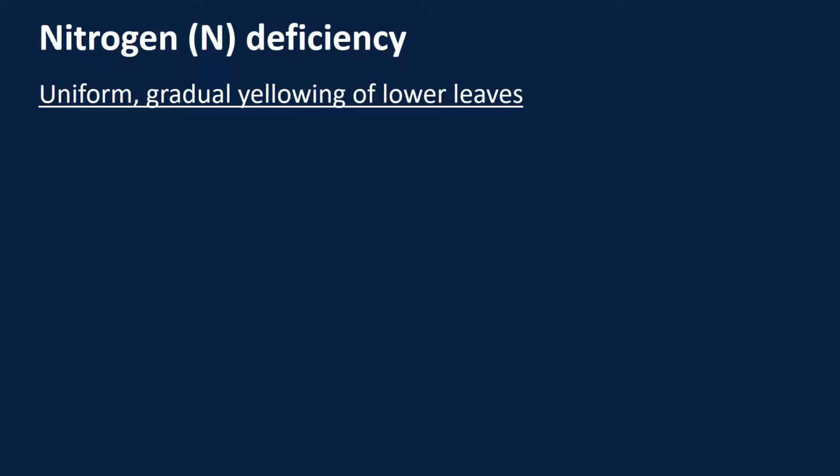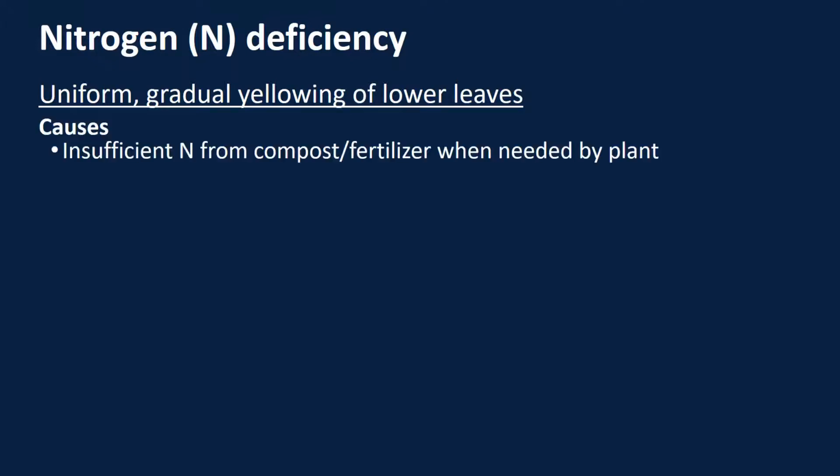So as a plant is growing, if it's starting to produce leaves at the top of the plant, there's not quite enough nitrogen. What the plant will do is it'll move that nitrogen from the lower leaves into the upper leaves, and when it moves it from the lower leaves to the upper leaves, it leaves those nutrient deficiency symptoms of yellowing of the lower leaves. So there can be several causes. One can be we just didn't apply enough nitrogen from our compost or our fertilizers so the plant could have enough when it needed it.